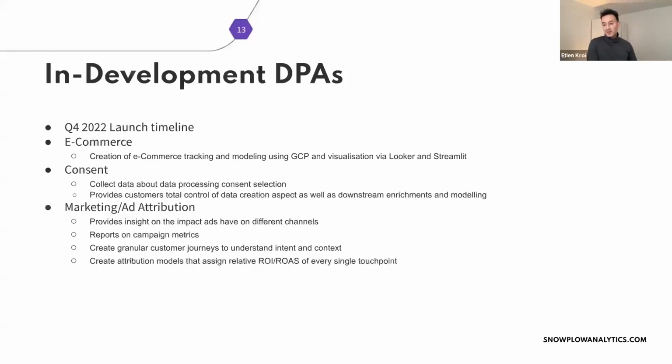The second one, this is also a super important one, consent DPA, right? What this one essentially does is collect data about data processing consent selection. So a brand new user comes into your website, right? At the very bottom, they see, do you approve the terms and conditions and whatnot of this website, right? And then they hit approve. They can go ahead and move on with the rest of the things that they need to do on the website, or they hit disapprove, right?